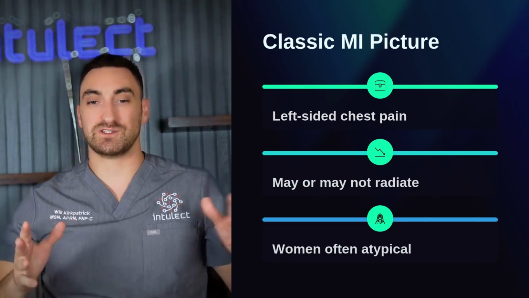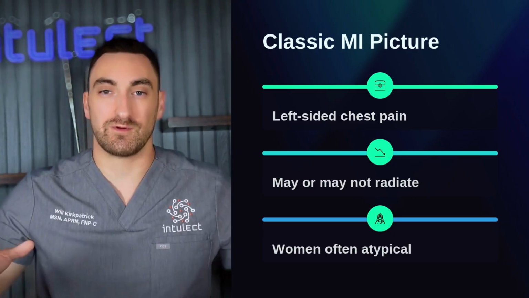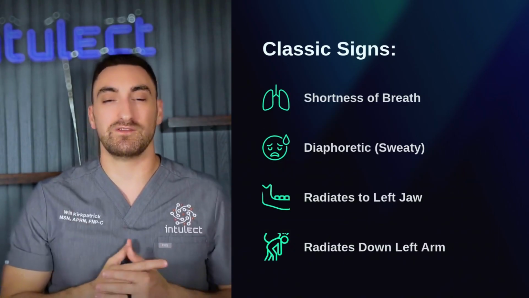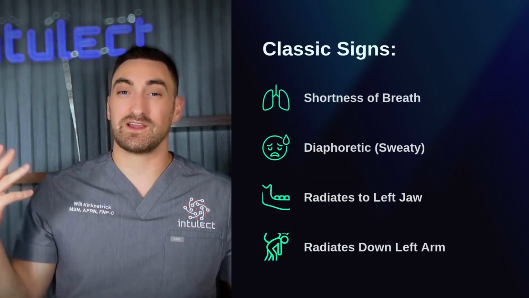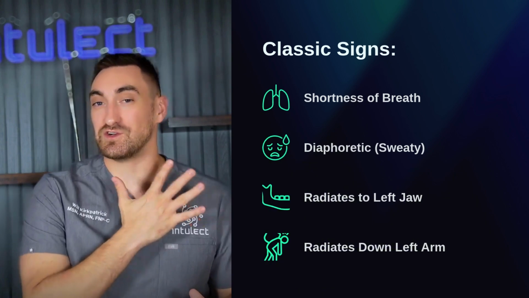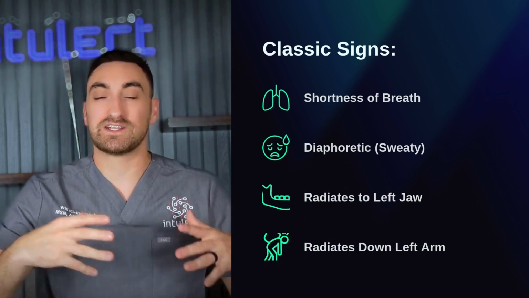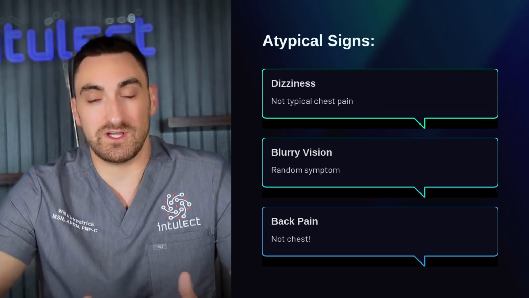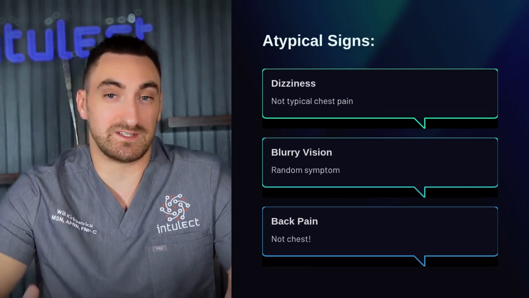So of course, you can get your perfect picture, right, where you have your patient who has left-sided chest pain, they're short of breath, they're sweaty, diaphoretic, they have radiating to the left jaw and down the left arm. That's your classic sign and symptom of myocardial infarction. But in the real world, just know that sometimes there are some random signs and symptoms that can happen.